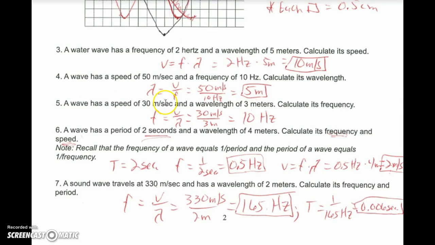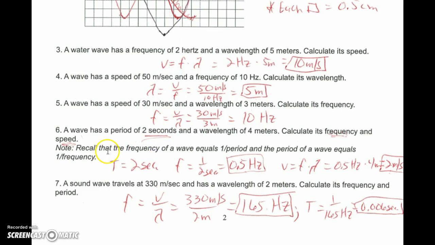Number 5, a wave has a speed of 30 meters per second and a wavelength of 3 meters. What is its frequency? Well, frequency is going to equal speed divided by wavelength. So 30 meters per second divided by 3 meters is 10 hertz. So I'm really using this 3-variable algebra equation to solve. And I need you to write this down. Speed equals frequency times wavelength. And really, these other two are just isolating the other variables.